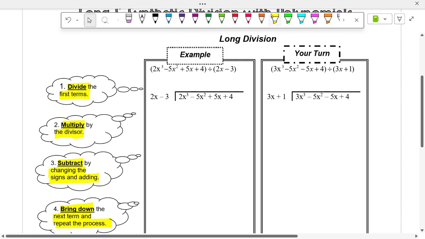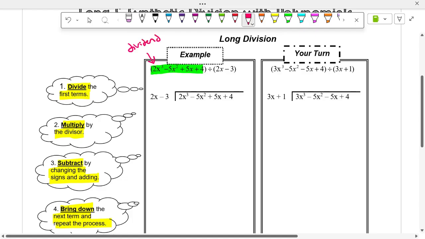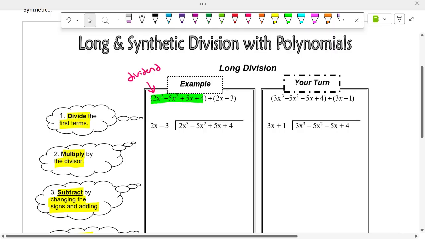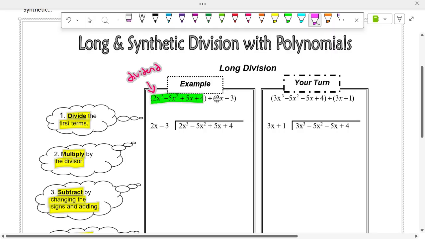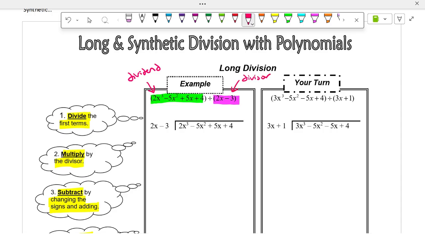So just so you're aware, this polynomial, the big one, is known as your dividend. It's what we're dividing into. This binomial that we're dividing by is called your divisor. And the polynomial that we will get at the end is called your quotient. You will hear me say those words a lot. So make sure you know that vocabulary.